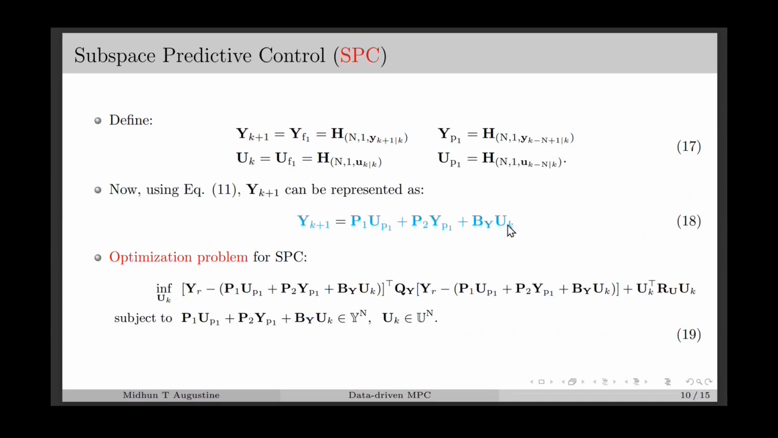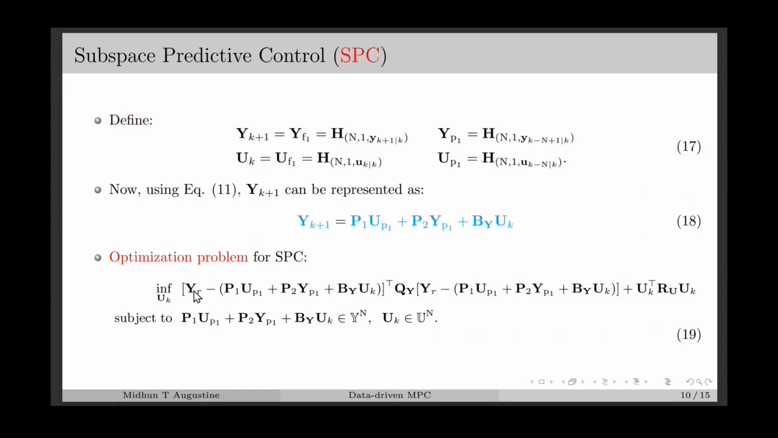Then in SPC, we will be using this equation to define the model-based equality constraint. And this leads to the optimization problem for SPC as in equation number 19. So here, this term is the same as the predicted output sequence or capital YK plus 1. And this capital QY and capital RU are the block diagonal matrices containing the output and control weighting matrices along its diagonal, as discussed in lecture 2.